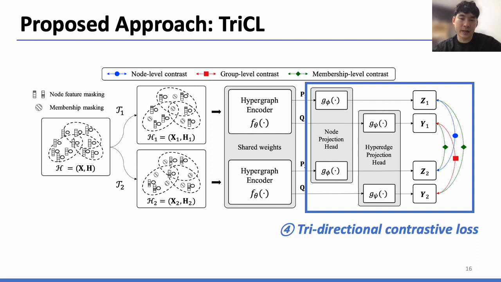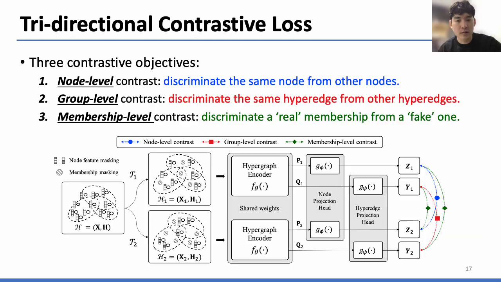The last component is the Tri-directional Contrastive Loss, which is our main focus. We propose Tri-directional Contrastive Loss, which consists of three forms of contrast. Node-level contrast aims to discriminate the embedding of the same node in the two views from other node embeddings. Group-level contrast aims to discriminate the embedding of the same hyperedge in the two views from other hyperedge embeddings. Membership-level contrast tries to differentiate a real membership from a fake one across the two views.